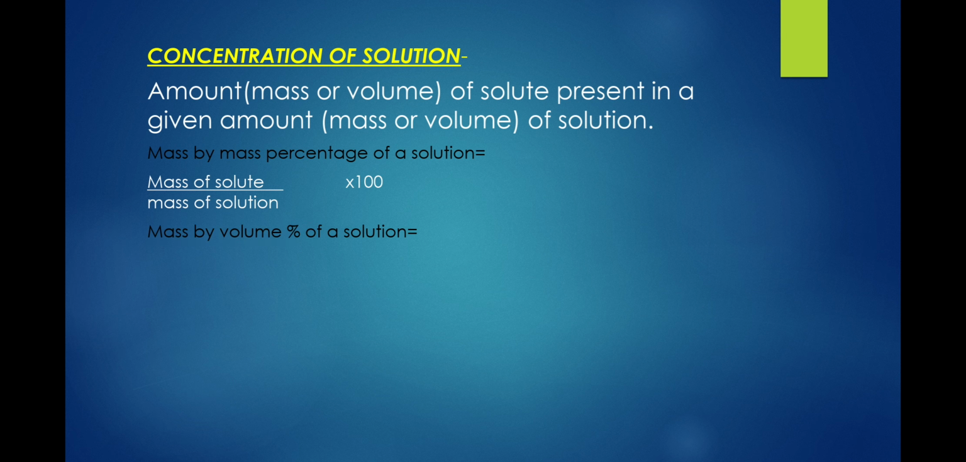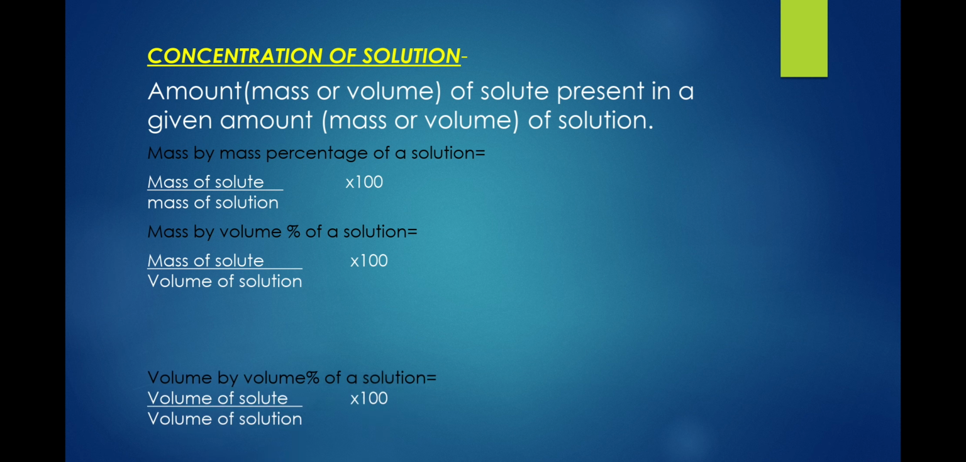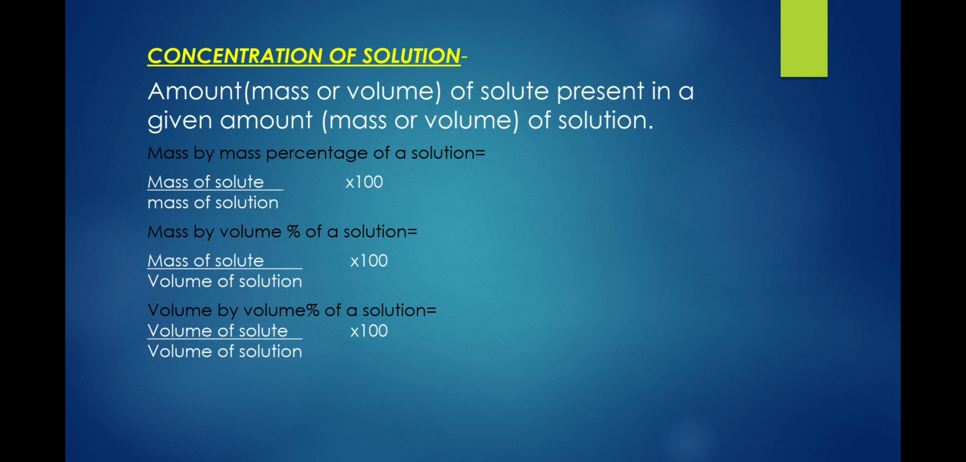Mass by volume percentage of a solution. The formula is mass of solute divided by volume of solution multiplied by 100. Volume by volume percentage of a solution is derived by volume of solute divided by volume of solution multiplied by 100.